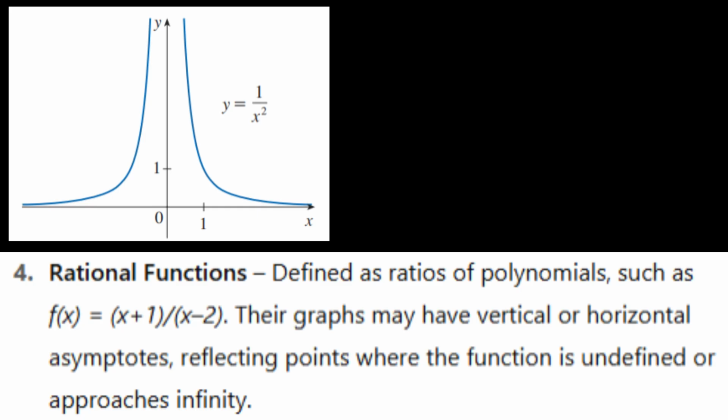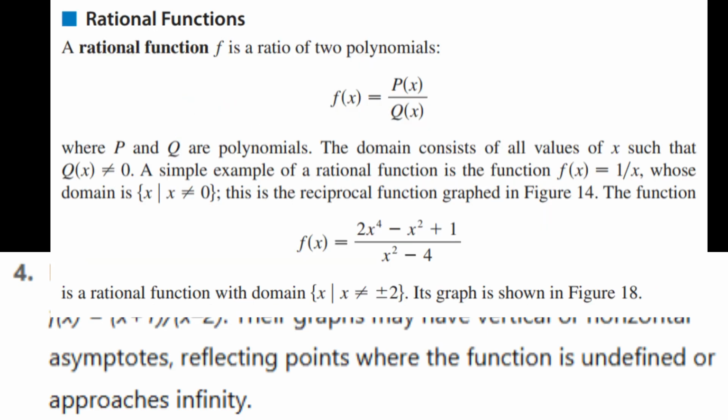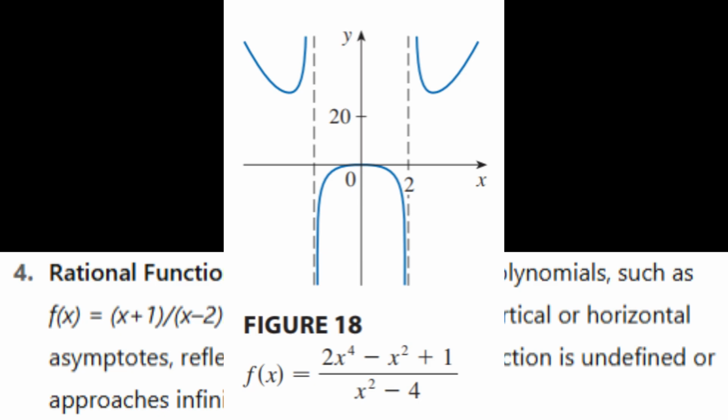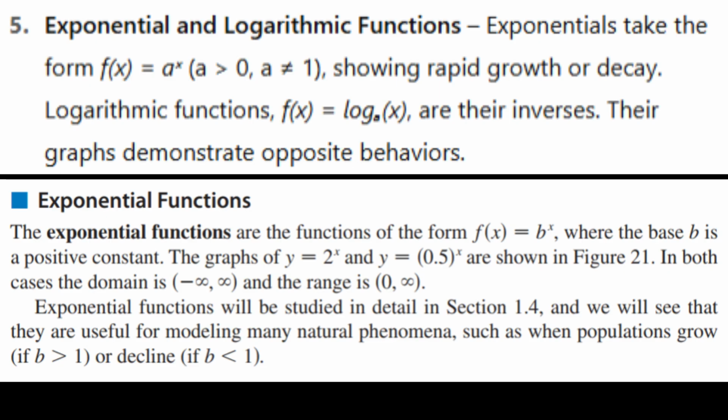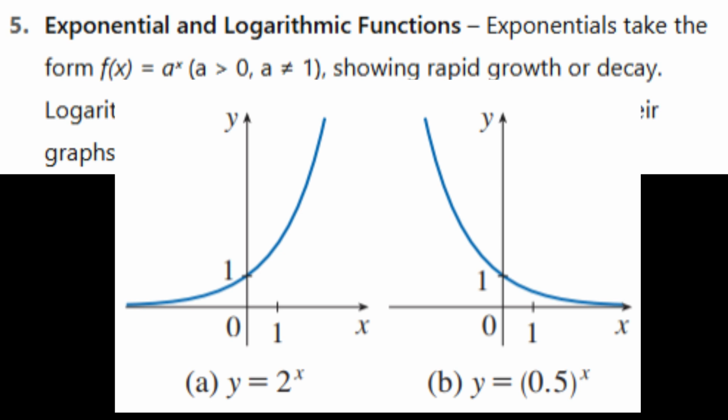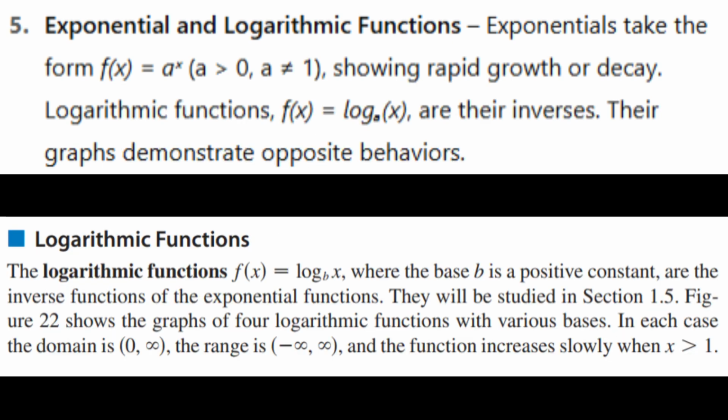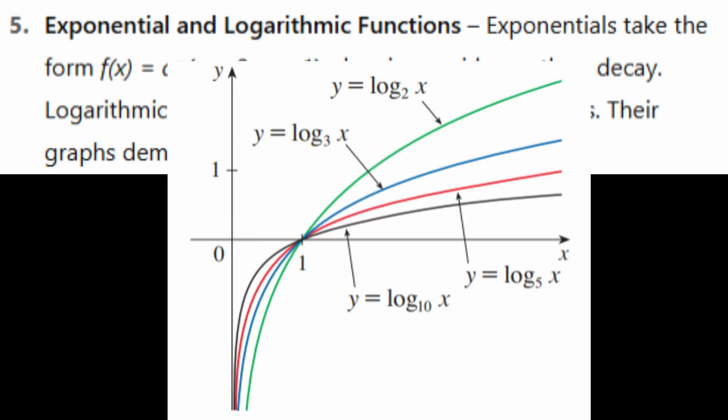4. Rational functions. Defined as ratios of polynomials, such as f(x) = (x + 1)/(x − 2). Their graphs may have vertical or horizontal asymptotes, reflecting points where the function is undefined or approaches infinity. 5. Exponential and logarithmic functions. Exponentials take the form f(x) = aˣ, a > 0, a ≠ 1, showing rapid growth or decay. Logarithmic functions, f(x) = log x, are their inverses. Their graphs demonstrate opposite behaviors.